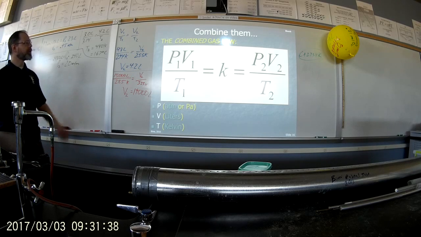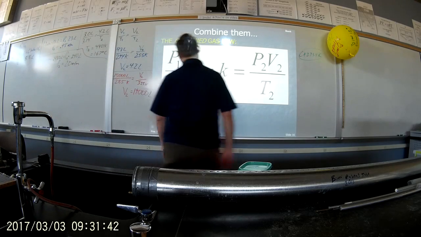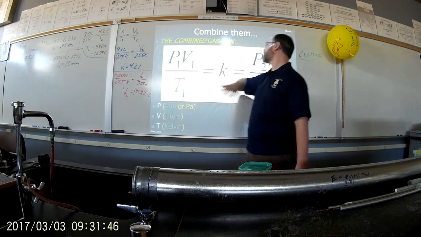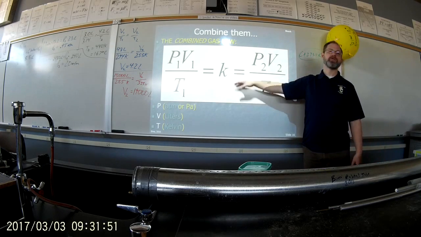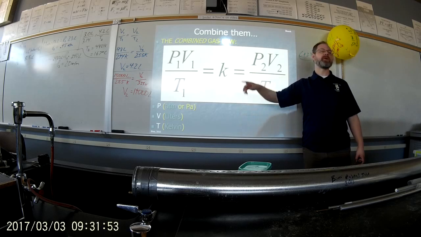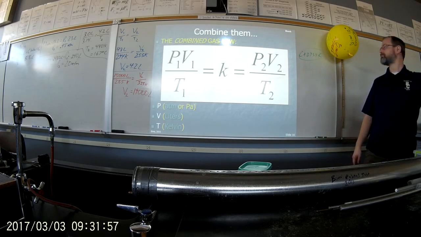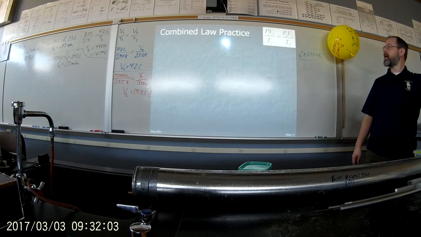Anyway, the combined law is simply Charles' Law and Boyle's Law put together. So we have pressure, volume, and temperature in one instance equals a constant equals the pressure, volume, temperature of another instance. We usually just skip the constant and say P1 V1 over T1 equals P2 V2 over T2. Okay? Ready to do some practice? Yay, practice. Here we go.